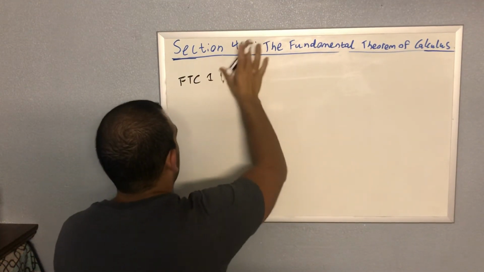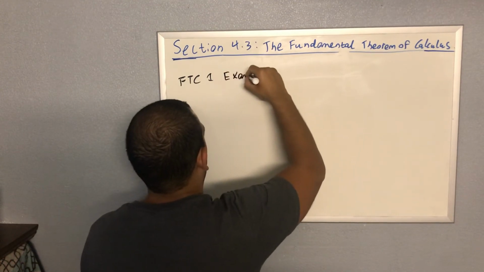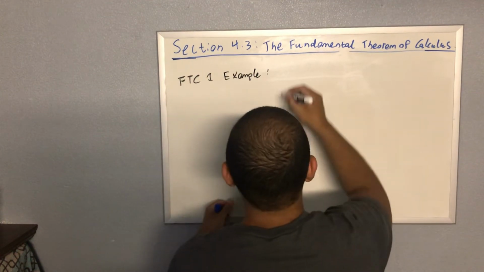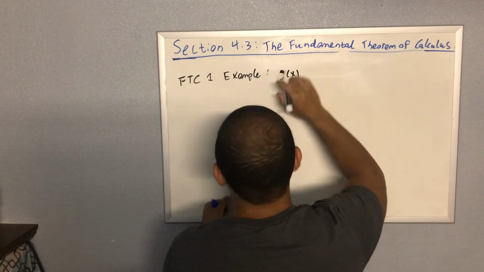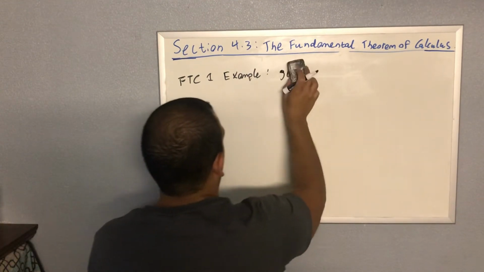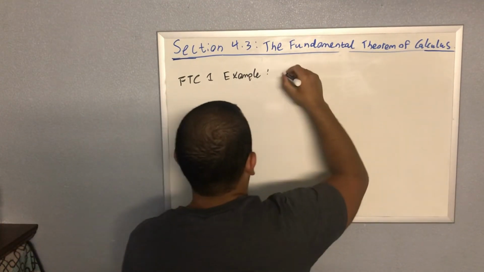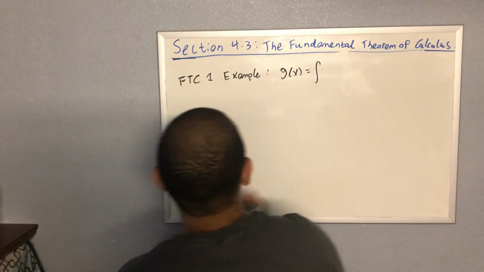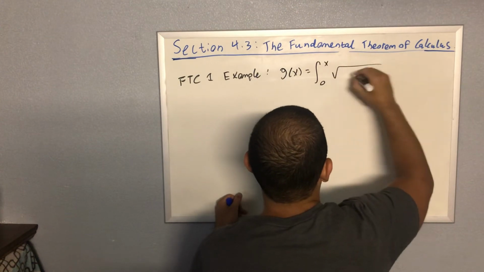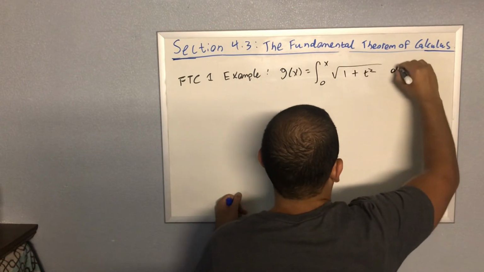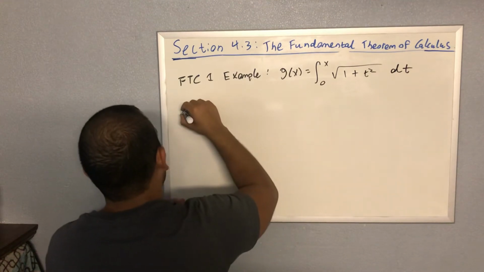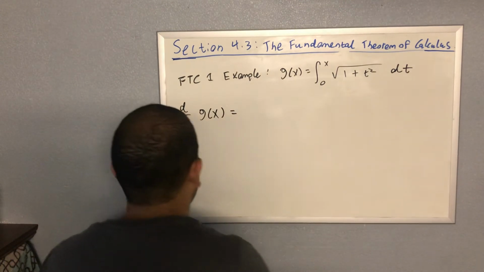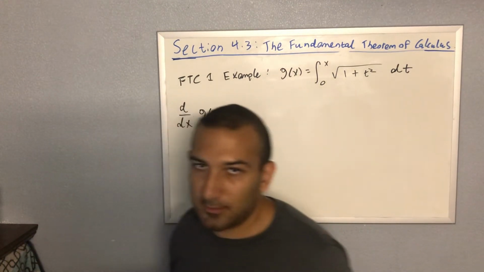FTC1 example. Suppose you define this function g of x. It's a very bad g. g of x is the integral from 0 to x of this guy. And then somebody asks you to find the derivative of g of x. Well, what is that?